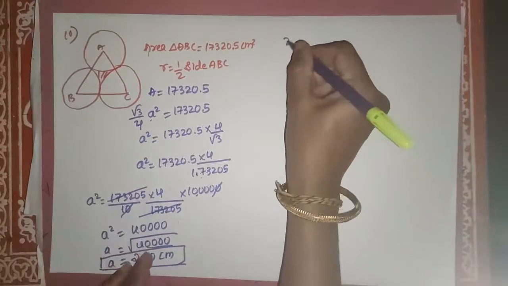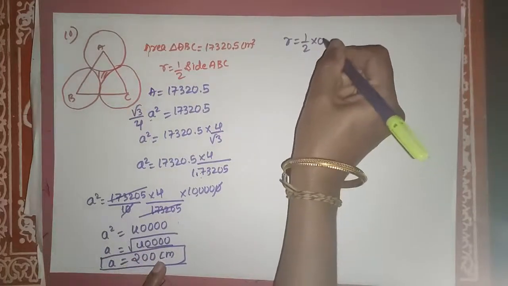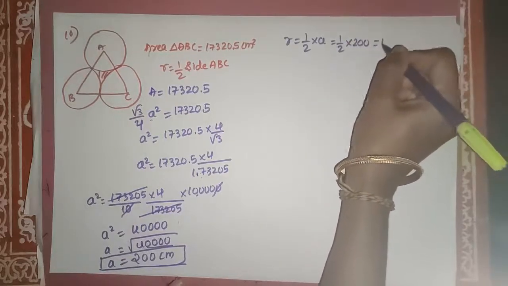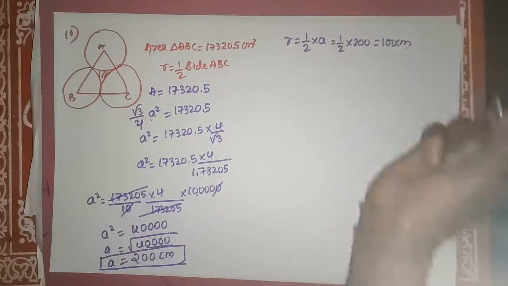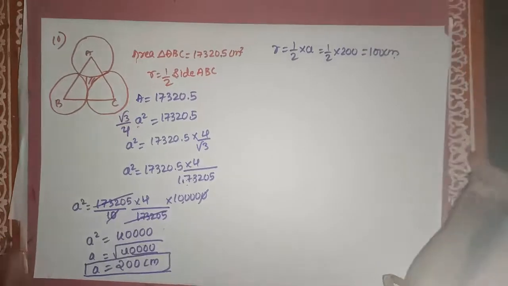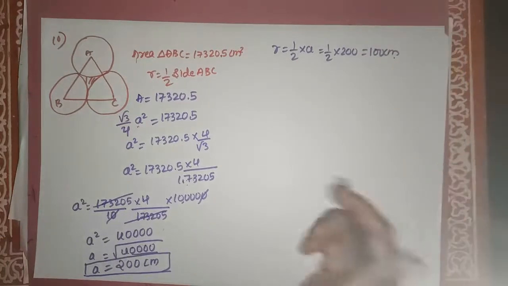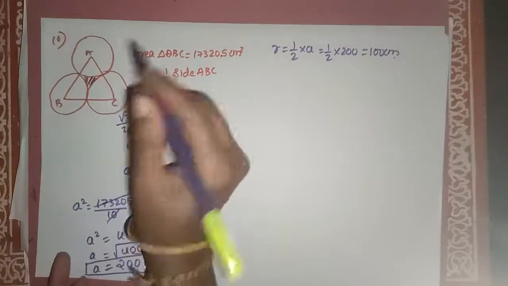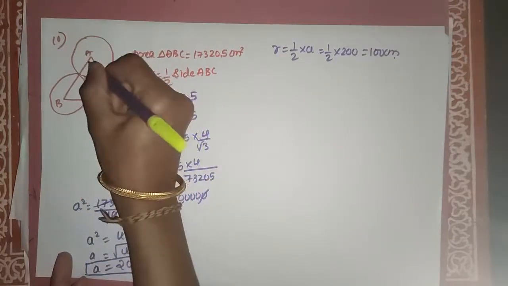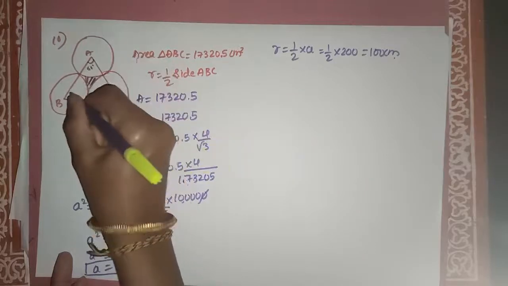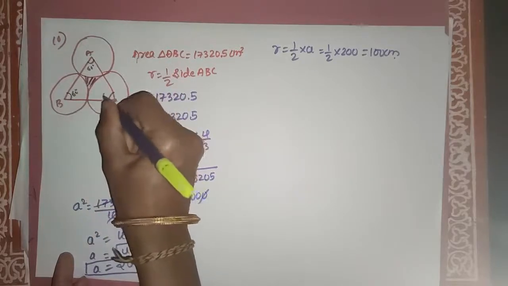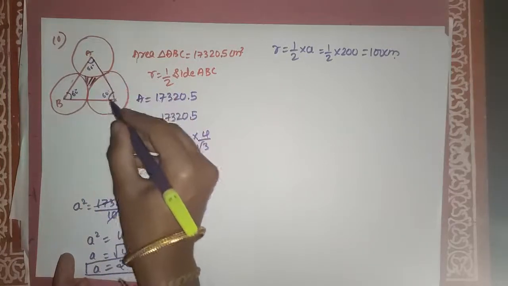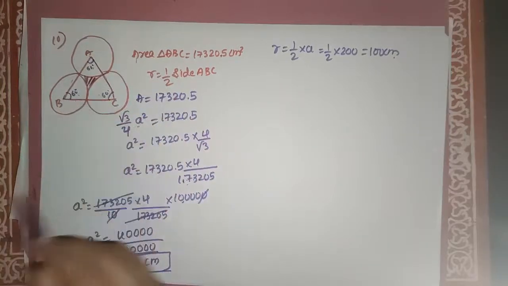Then radius is half of the side. Half of the side, 200, is equal to 100 centimeter. So this is the radius of the circle. So here we need to calculate the shaded region. Okay, so here consider this is equilateral, which means these have angle 60 degree. So now in the area of the triangle we need to remove these three sectors.